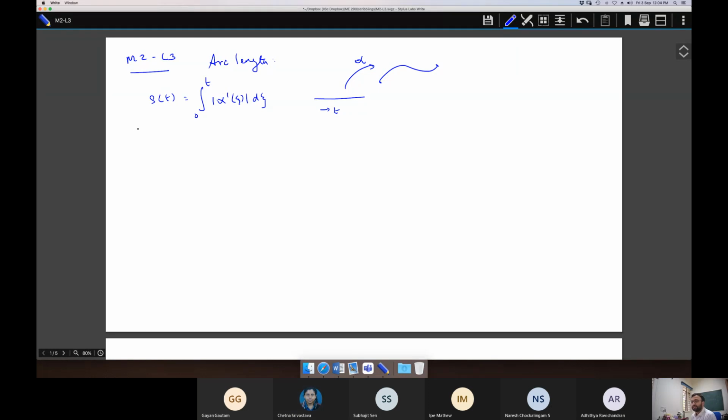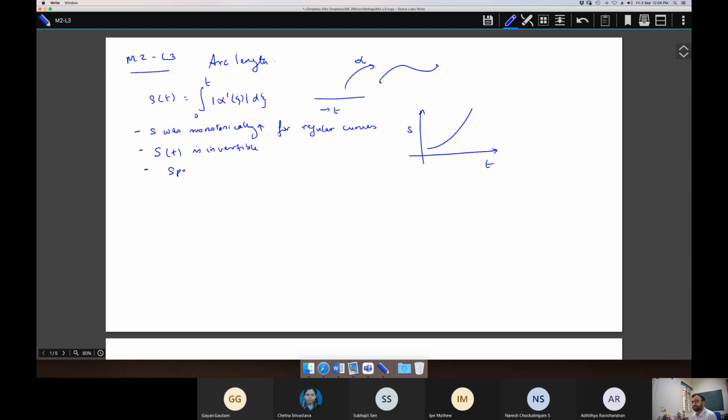Okay, so we looked at some properties. For example, S was monotonically increasing for regular curves. That was one. As a result, S as a function of t is invertible. So you can either look at S as a function of t, or you can look at t as a function of S. So this was invertible.